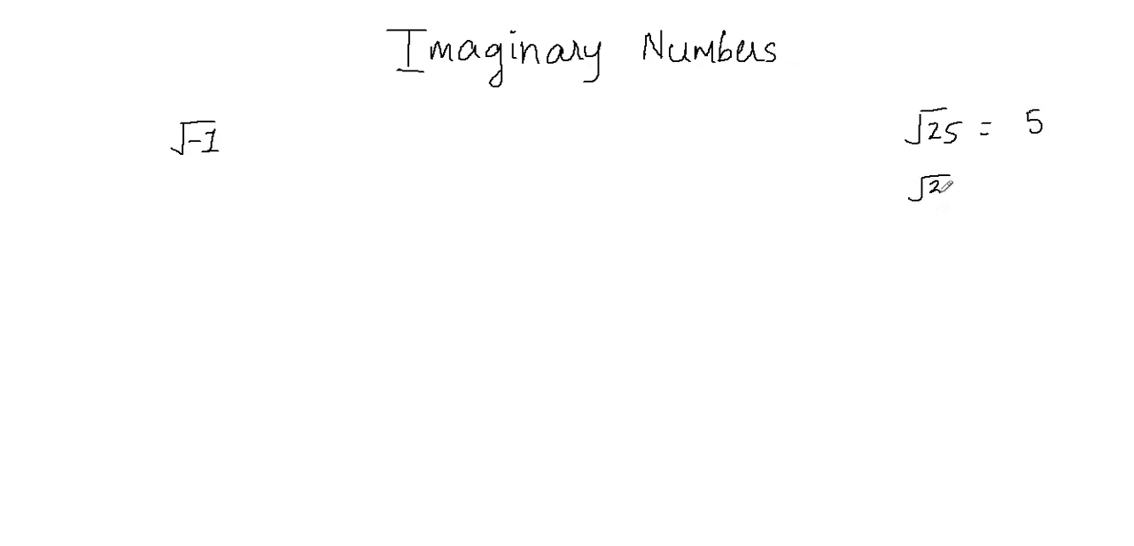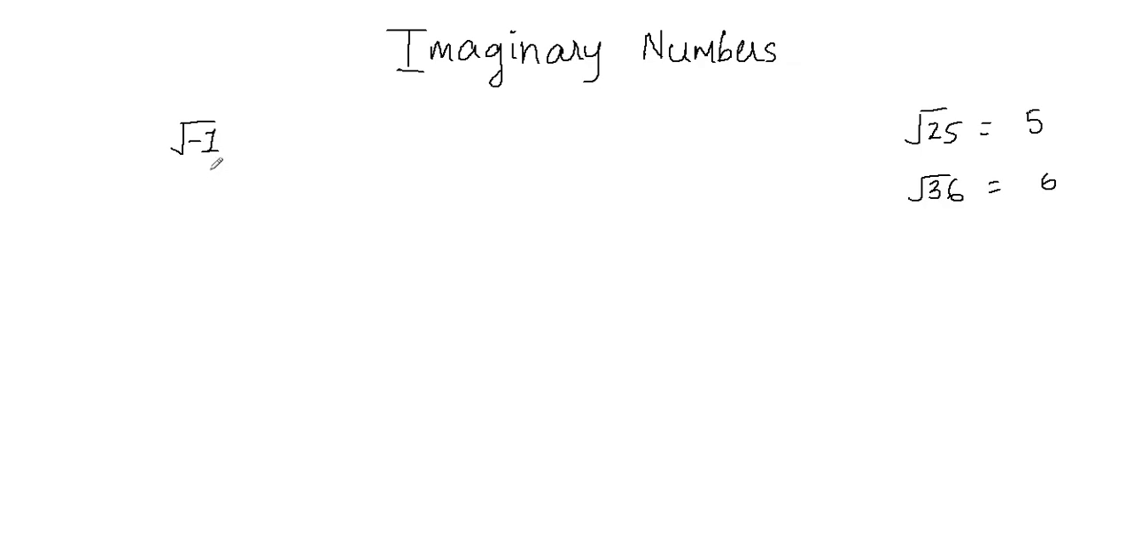Let's say I have the square root of 36. How do I find its value? Well, all I need to think is what number multiplied by itself gives me 36. I know that 6 times 6 is equal to 36, so I can say that the square root of 36 is going to be 6.